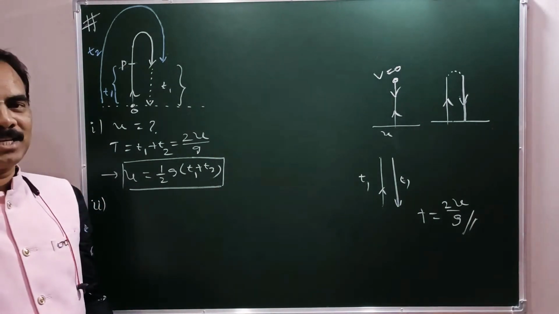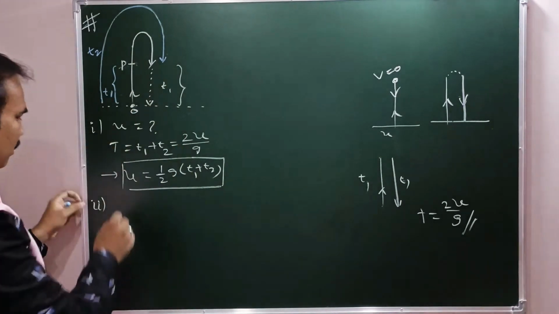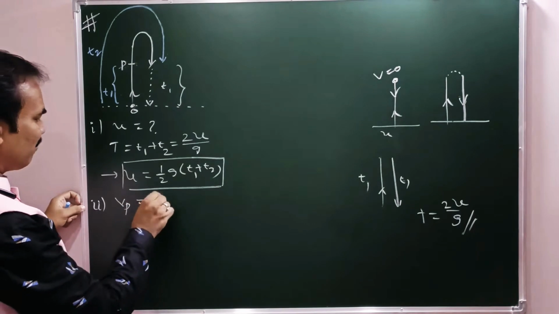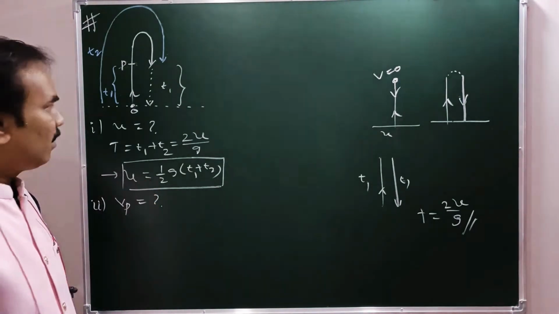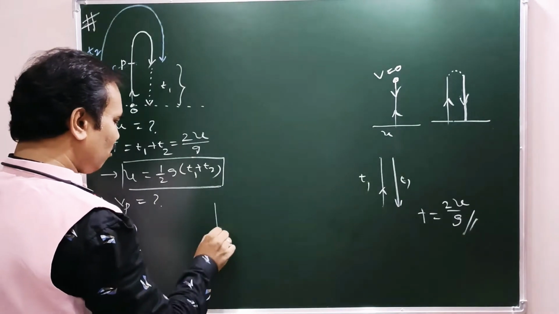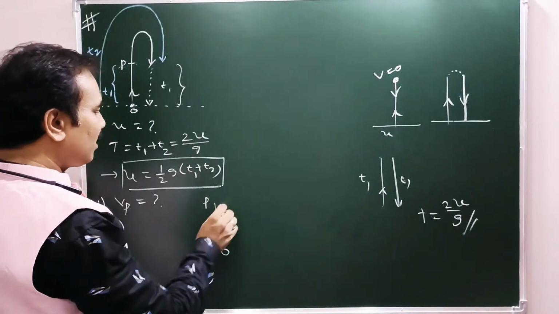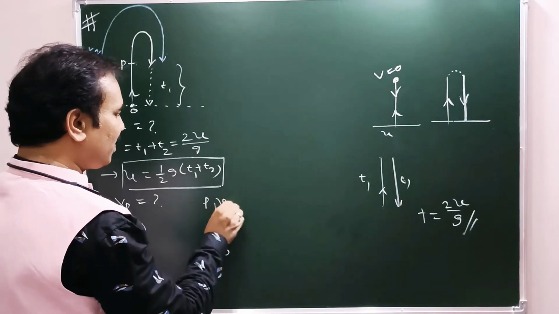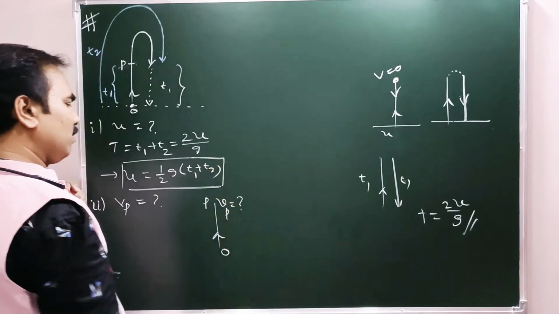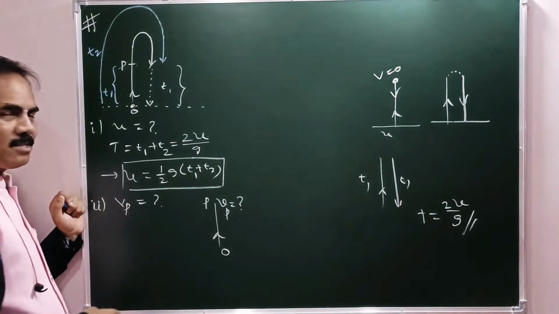Number 2. What is the velocity with which the particle reaches point P? Velocity at point P is the question. Now take the segment OP, like this: this is O, this is P. Here the question is to be found: the velocity at P, Vp, is unknown.